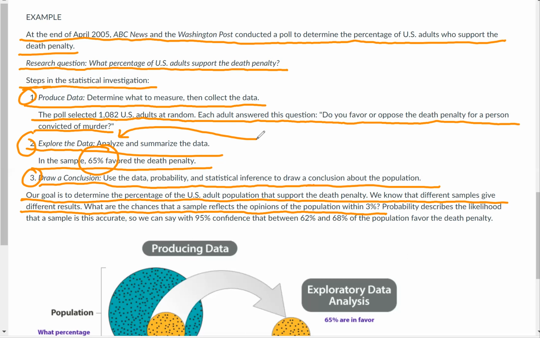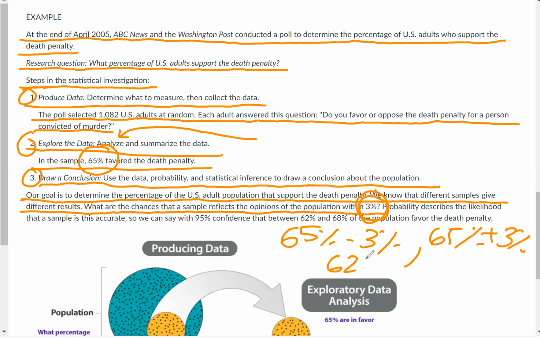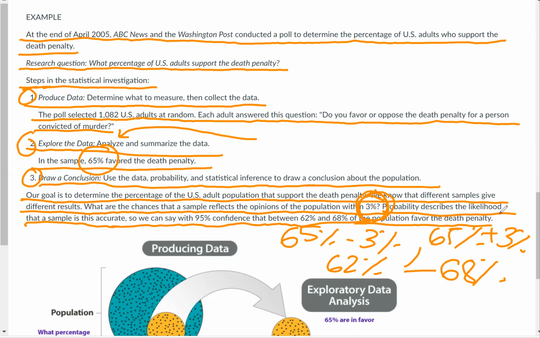Well, how can we be sure that that's pretty close to the overall population's percentage within 3%? That would mean 65% minus 3%, and 65% plus 3%, so somewhere between 62% and 68%. That's what they mean by within 3%, correct. Probability describes the likelihood that a sample is this accurate, so we can say with 95% confidence that between 62% and 68% of the population favor the death penalty.